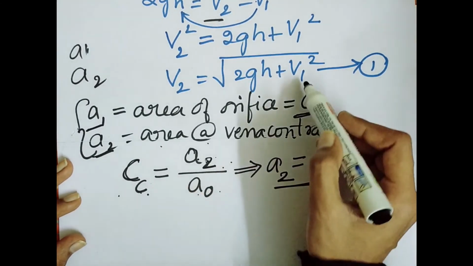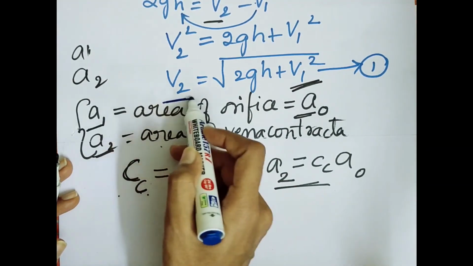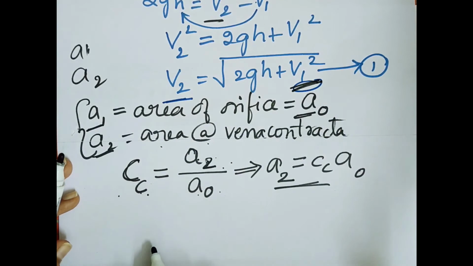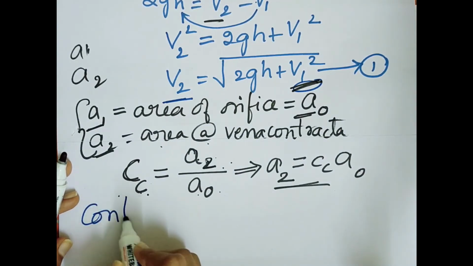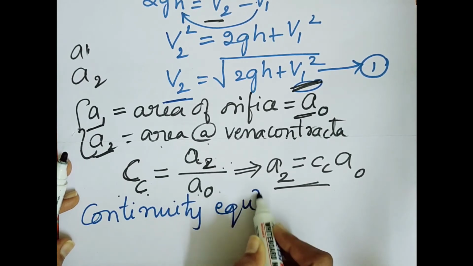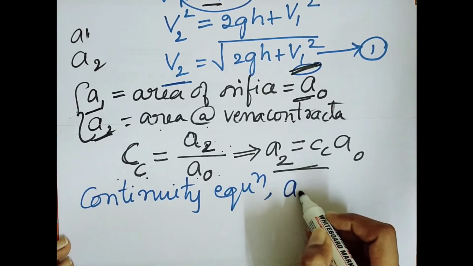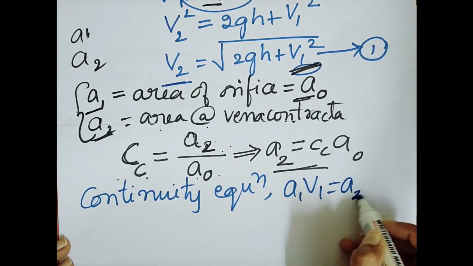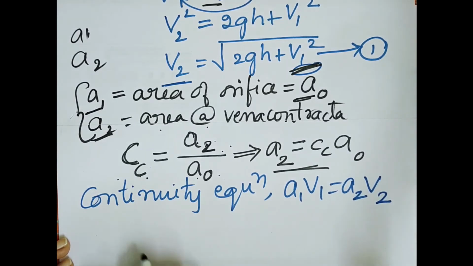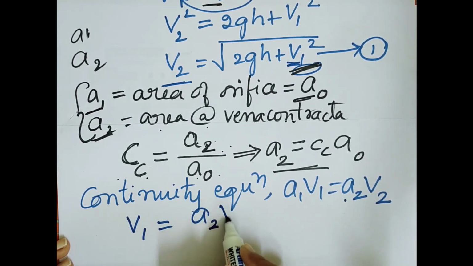So now we have to obtain V1, to substitute in the equation for V2. For that, we know the continuity equation. What is the continuity equation? The general continuity equation we know is A1 V1 is equal to A2 into V2. Here we have to get V1. So V1 will be equal to A2 V2 divided by A1.